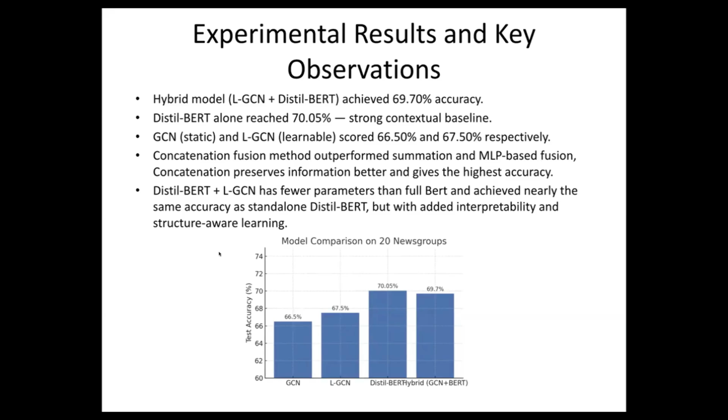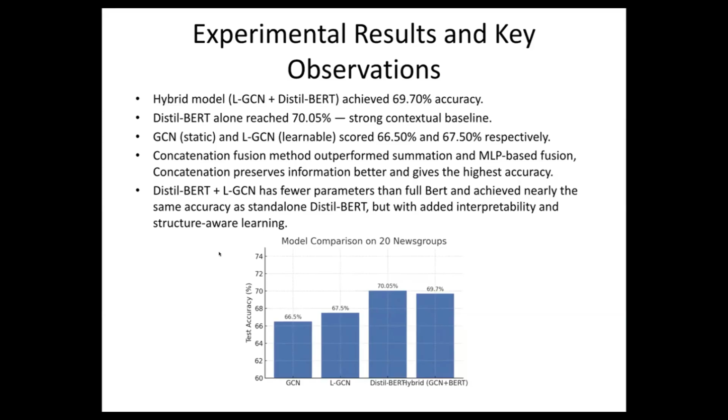When tested in isolation, static GCN and learnable GCN achieve 67 and 67% respectively, proving that structural signals alone are valuable but not sufficient. Among the fusion strategies we explored, concatenation clearly outperforms summation and trainable weighting. It preserves the full semantic and structural richness of both representations without introducing additional tuning complexity.